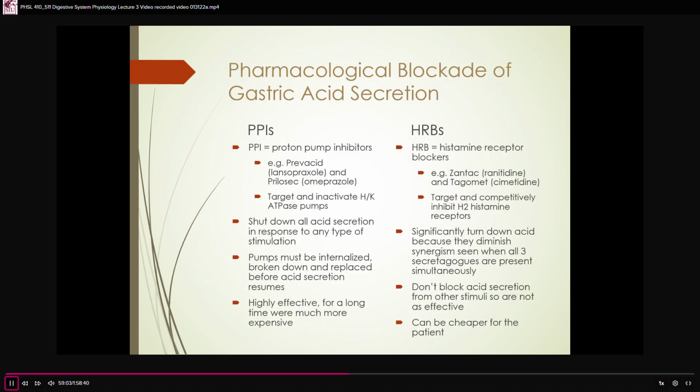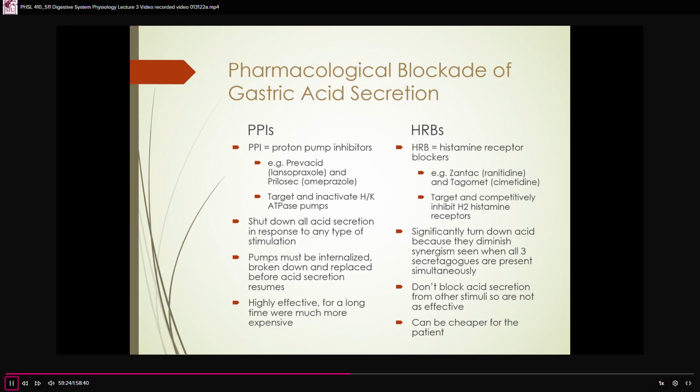Okay, the very last thing I didn't say, and this was also back on that introductory slide that summarized everything, is sometimes you want to modulate pharmacologically, turn down acid secretion. And why would you want to do that? For instance, if somebody has gastric ulcers, if there are open wounds within the stomach, you want to turn down acid production so that it lets those wounds heal.